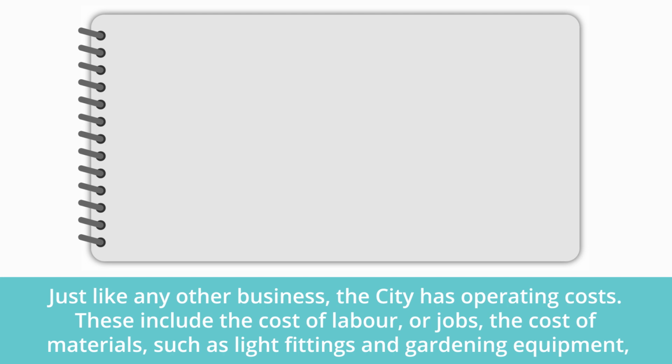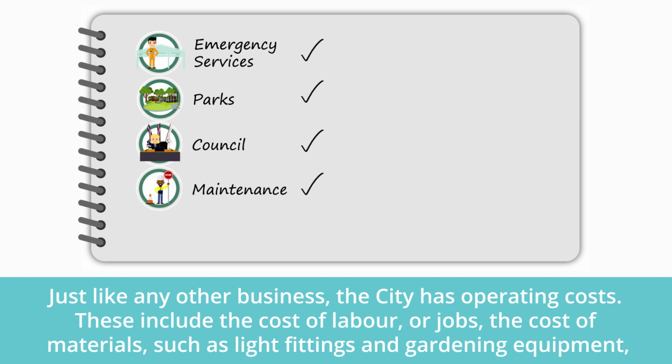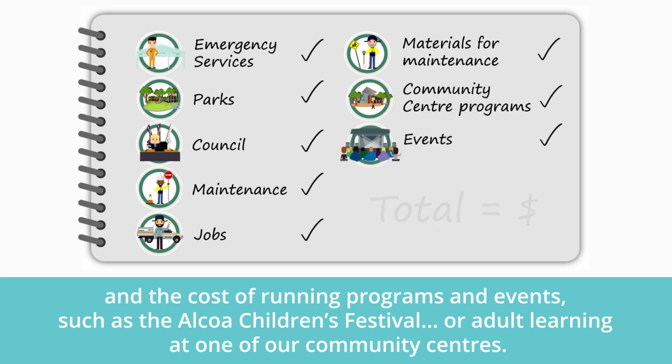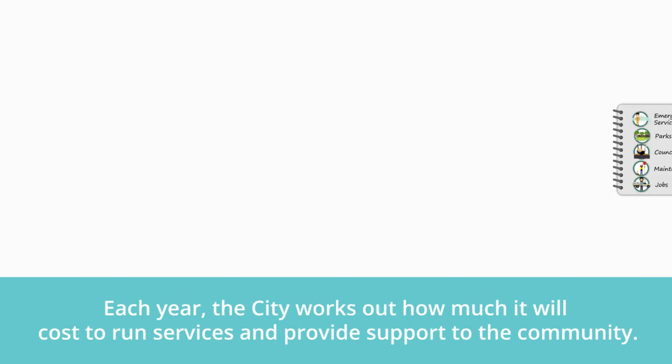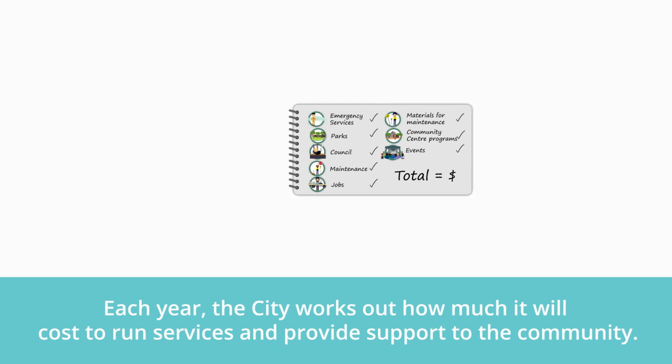Just like any other business, the city has operating costs. These include the cost of labour or jobs, the cost of materials such as light fittings and gardening equipment, and the cost of running programs and events such as the Alcoa Children's Festival or adult learning at one of our community centres.